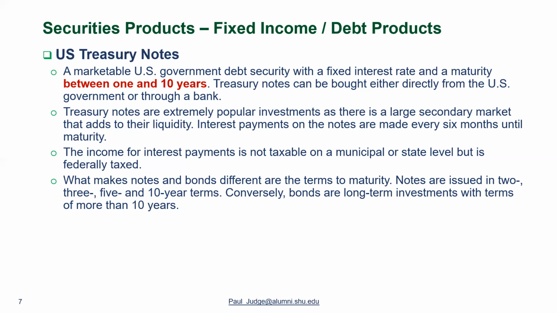What makes notes and bonds different are the terms of maturity. Notes are issued in 2, 3, 5, and 10-year terms. Conversely, bonds are long-term investments with terms of more than 10 years. So we're talking about bonds that are more than 10 years and notes which are less than 10 years. So T-notes, less than 10 years, or U.S. Treasury notes.